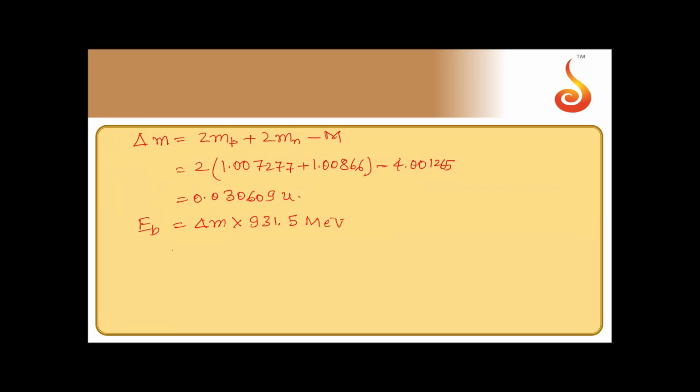So binding energy EB is equal to delta M into 931.5 MeV, which they have given. So that is 0.030609 into 931.5. So that will turn out to be 28.512 MeV. So this should be binding energy. That is option C.